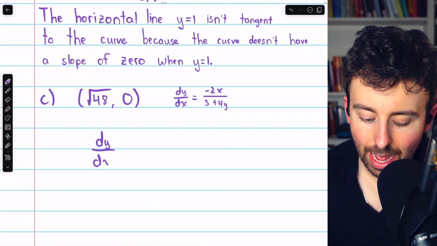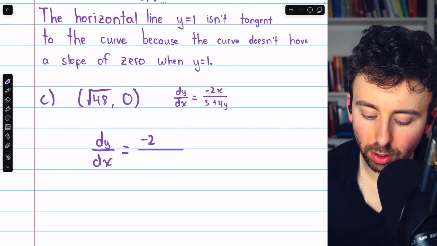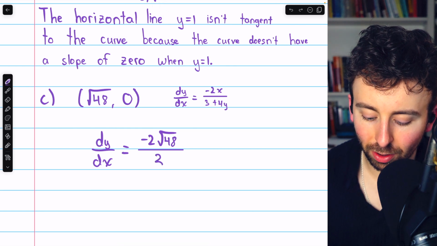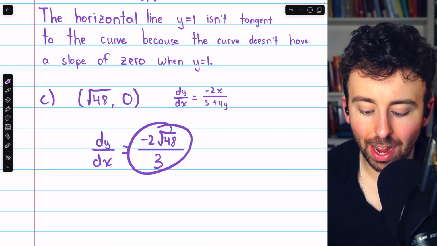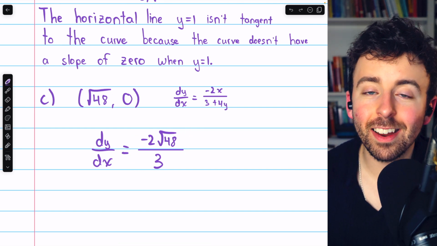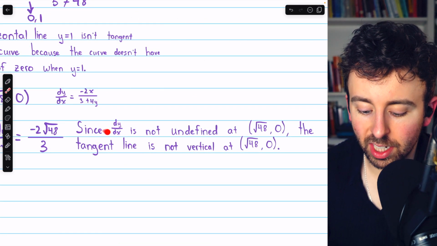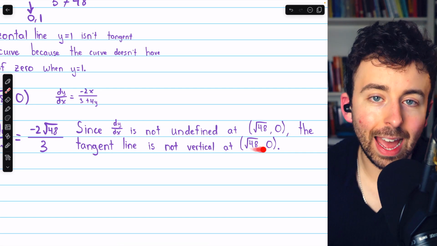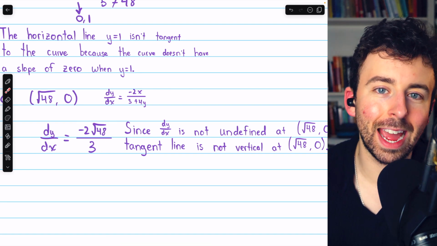dy dx equals, we're plugging the square root of 48 in for x, so in the numerator we have negative 2 times the square root of 48, and in the denominator we have 3 plus 4 times 0, so that's just 3. And this is not infinite. This is defined, it's just some finite number. So the tangent line is not vertical because the slope is just a finite number. And thus we could say, since dy dx is not undefined at this point, the tangent line is not vertical at that point. The tangent line, in fact, has a slope of whatever that number equals.